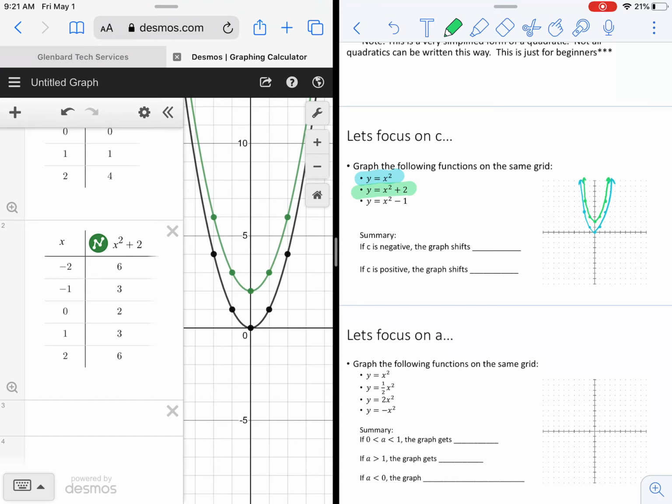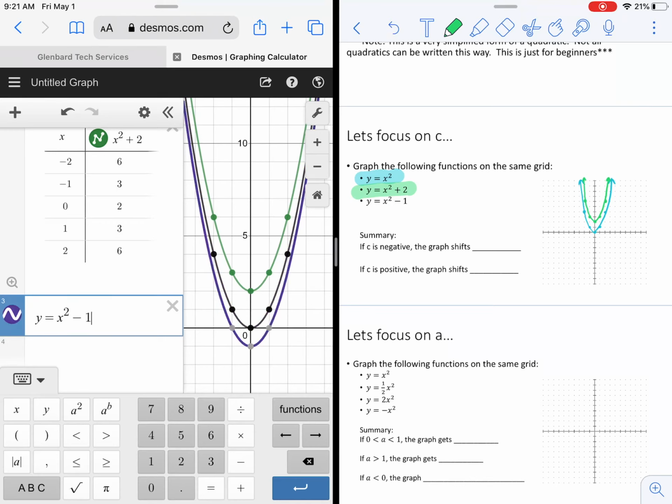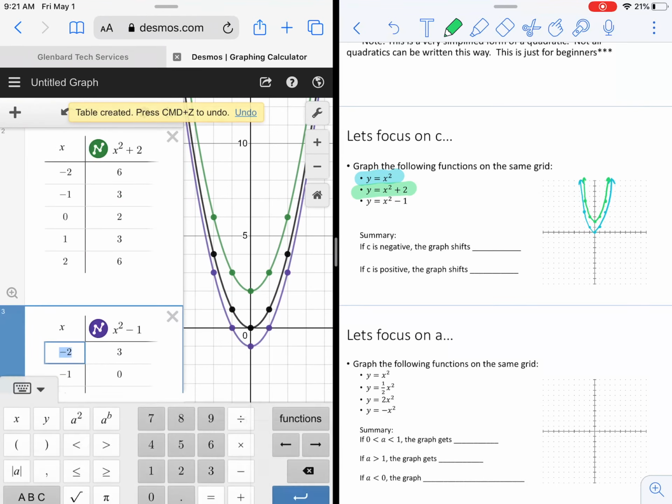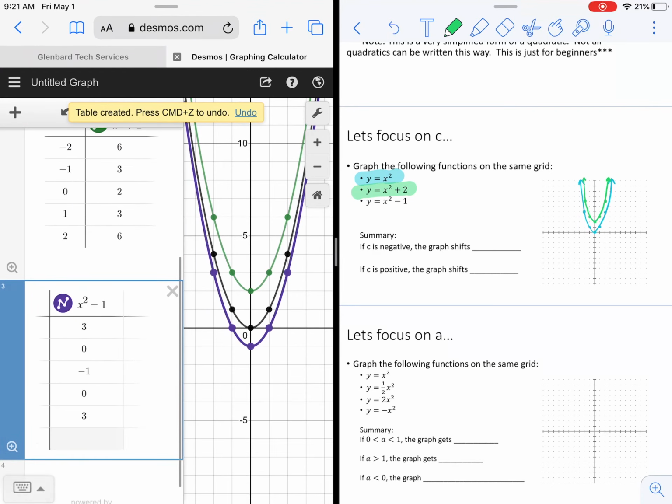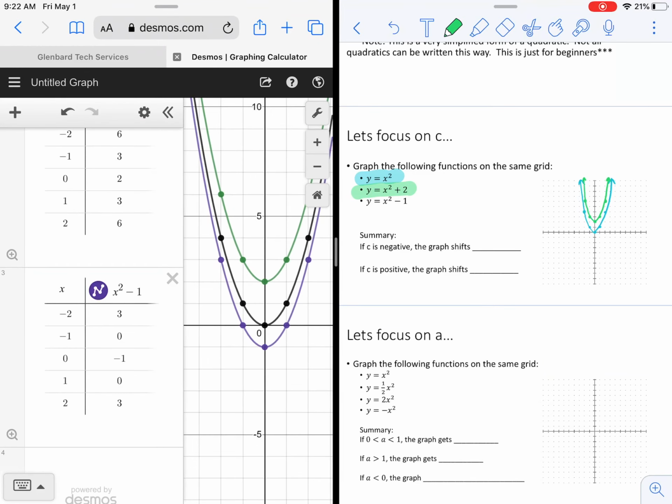Now let's confirm that for ourselves and maybe make a prediction, if you want right now, about what this next graph is going to look like. But we're going to do x squared minus 1. And I'm going to turn that into a table and take those ordered pairs. And if you look now on this graph, you see that the purple graph is a little bit lower than the black graph.